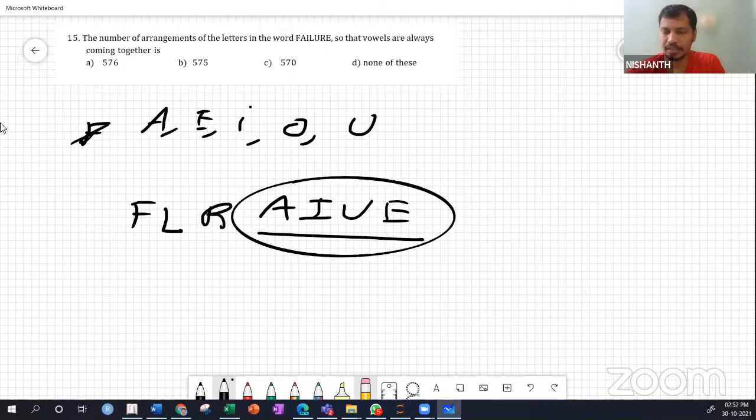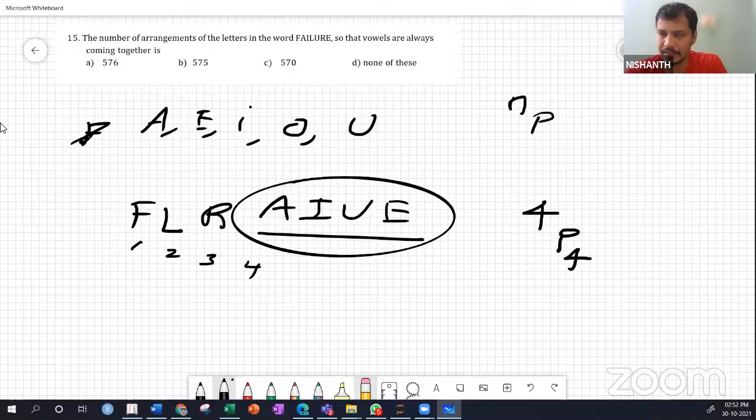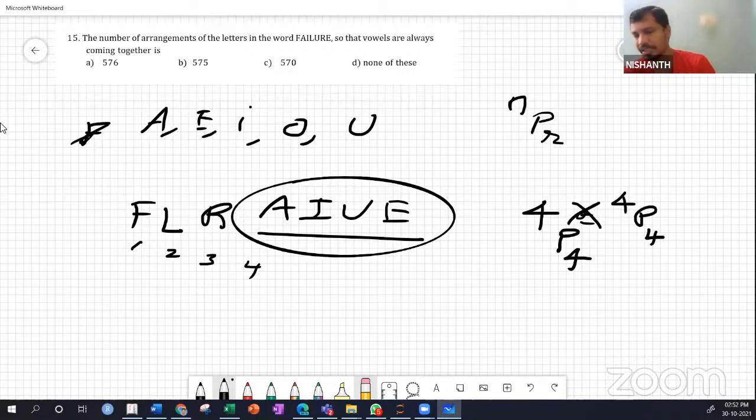When you're doing this kind of arrangement, you should treat this group as an object. So you have 1, 2, 3, and 4 objects. They're asking you specifically for arrangement. So 4 objects, taking all 4 at random. N represents the total number of objects, P represents permutation, and R represents the number of objects which you're taking for arranging. So 4P4, into the internal arrangement of the group, because they have not told us any restrictions on it.